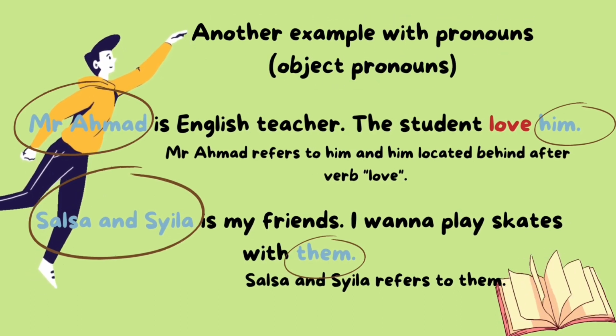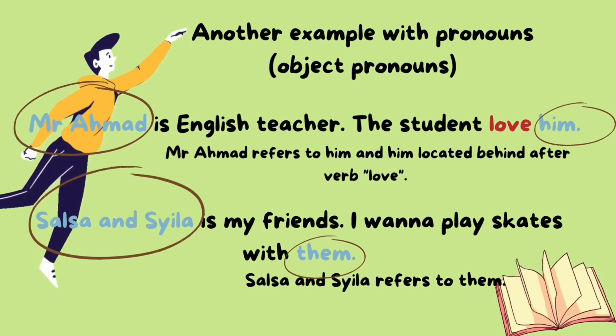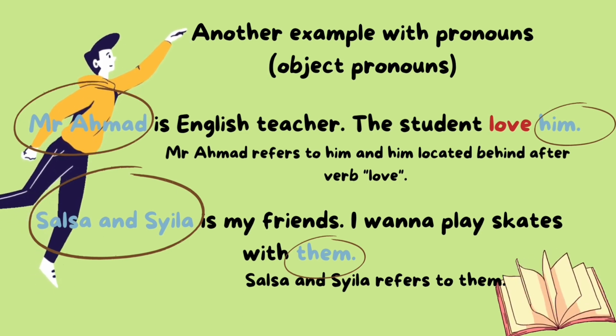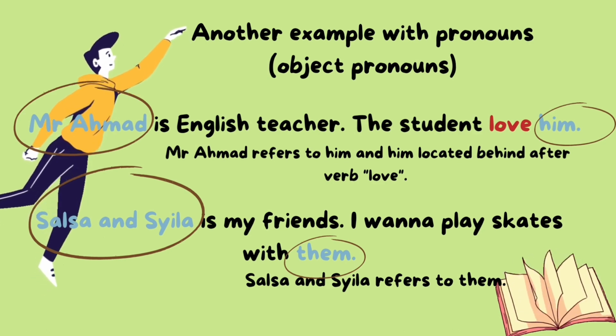And this is another example with pronouns and object pronouns. For the first example, Mr. Ahmad is an English teacher. The students love him. Look at the sentence, Mr. Ahmad refers to him because Mr. Ahmad is male. The pronoun for male is him or he, and him is located after the verb love.